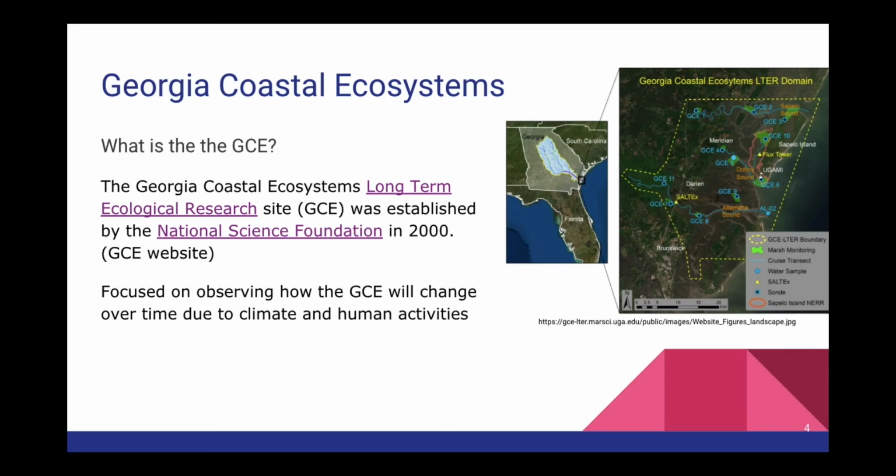The Georgia coastal ecosystem that was focused on is located at the GCE6 site on the image on the right hand of the screen. These ecosystems are home to a diverse array of both flora and fauna. The GCE is studied in order to observe how the coastal ecosystems will change over time, as well as looking at how climate and human activities will cause change to the GCE.